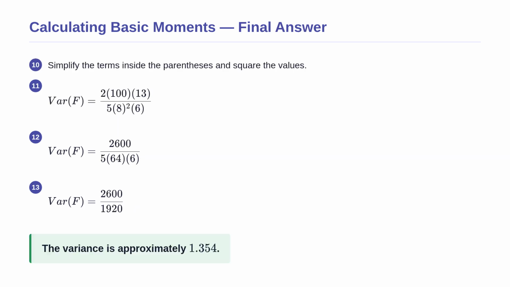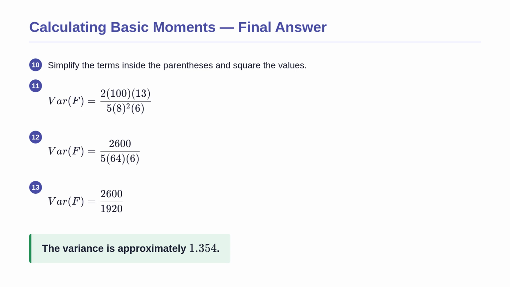Let us finish calculating the spread for our machines. We begin simplifying the expression by following the standard order of operations. We resolve the addition and subtraction inside the parentheses first and square the 10 in the numerator to get 100. This breaks the large, intimidating formula down into manageable pieces. Multiplying the terms in the numerator gives us 2600. In the denominator, squaring 8 gives 64 and multiplying everything together yields 1920.